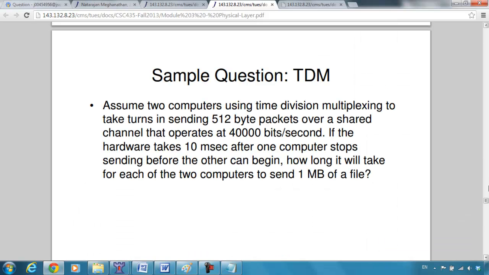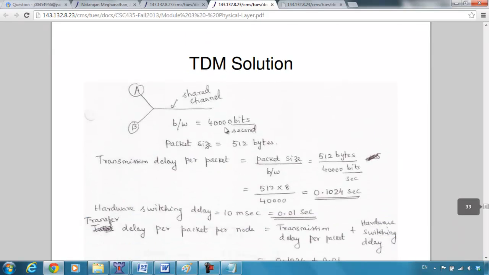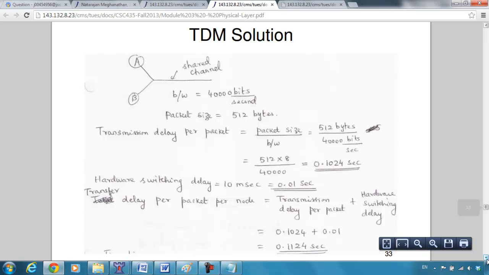So you have two computers that want to send 1 megabyte of a file, and each packet is of size 512 bytes. The channel bandwidth is 40,000 bits per second. The hardware switching delay from one user to the other user is 10 milliseconds. So you have again here the two users who want to use a shared channel. The channel bandwidth is given as 40,000 bits per second and packet size is 512 bytes. So your first task is to find the transmission delay per packet, how long it would take for each user to send a particular packet.